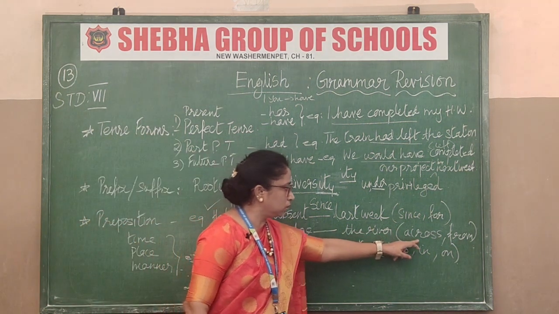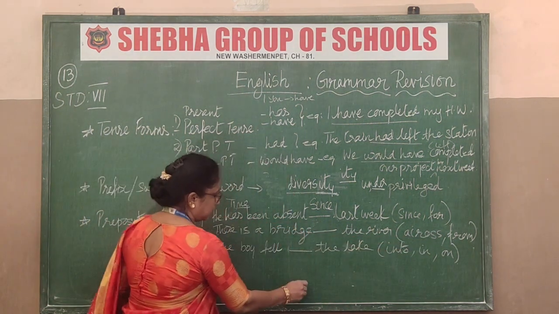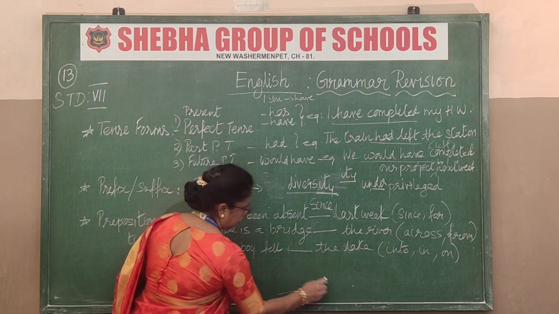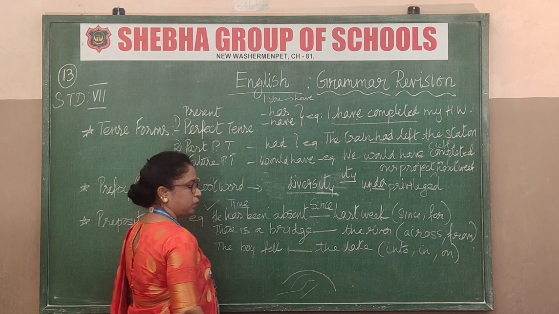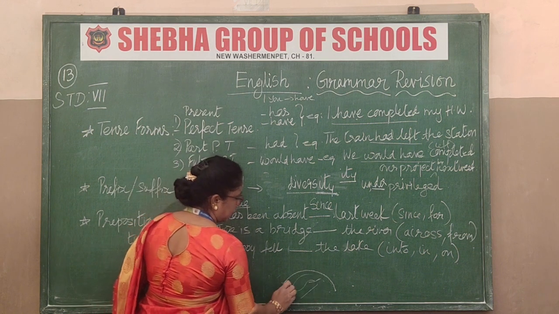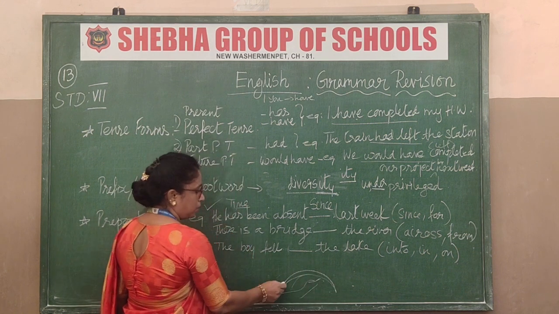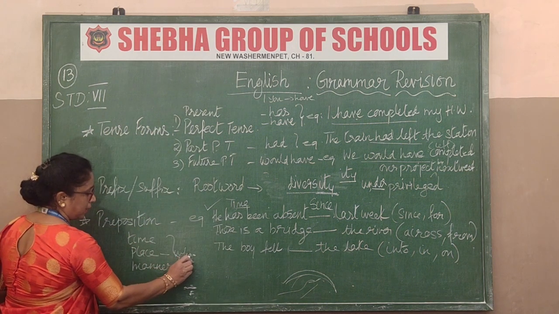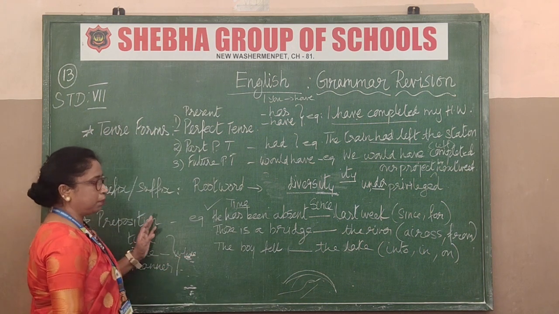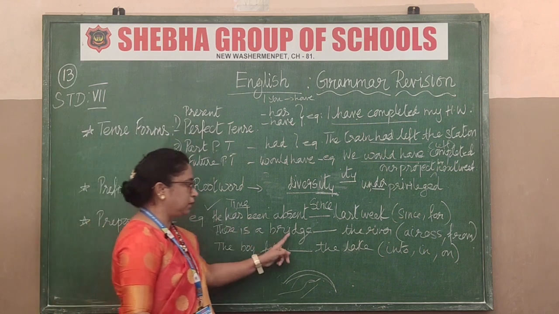Next we come to place. There is a bridge. What will you use, across or from? Here is the river, and there is a bridge. So where is the bridge? It's across the river. The river is flowing, and there is a bridge across. Where is the bridge? This is the place, so it is the preposition of place.